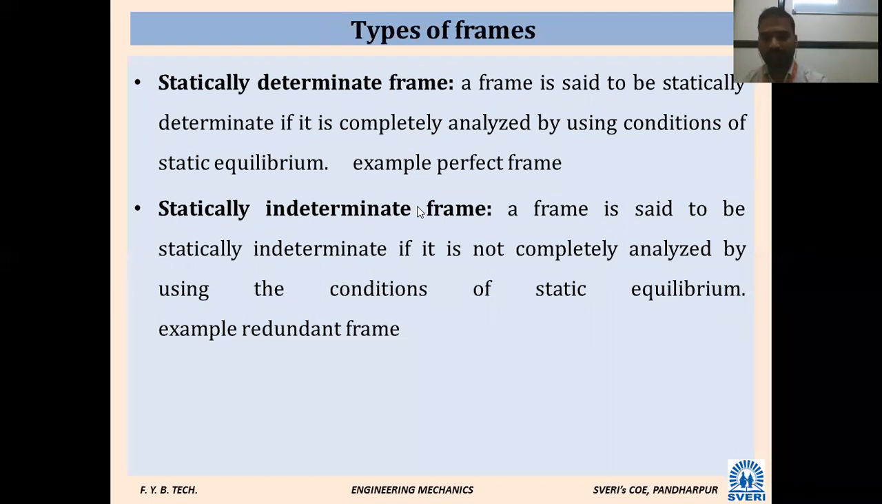First tell me, what is a perfect frame? Sufficient number of members to resist the load. Yes, the structure in which the number of members required to resist the loads is sufficient is called a perfect frame. If there are excess members, what is it called? Redundant. If it is a deficient frame, with fewer members than required, that is a deficient frame.